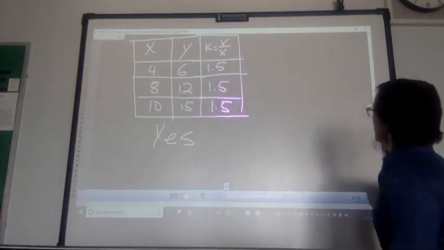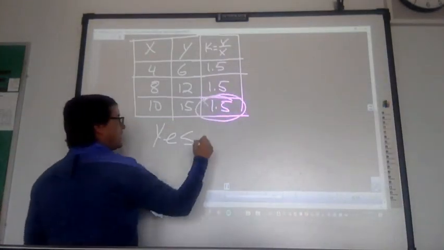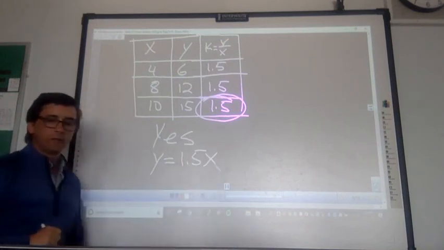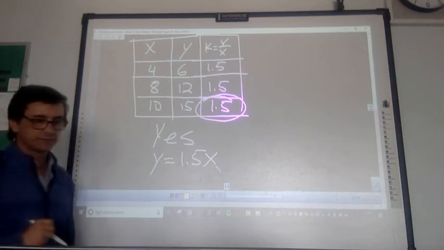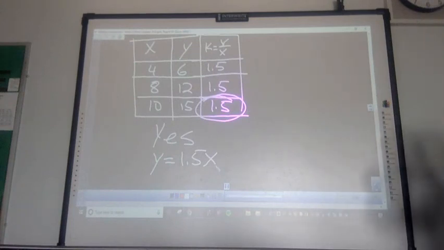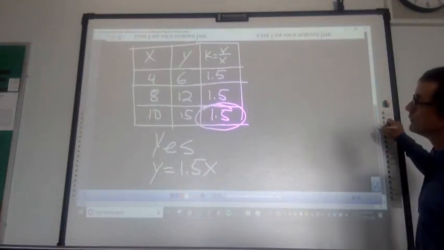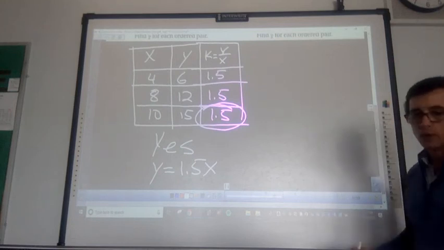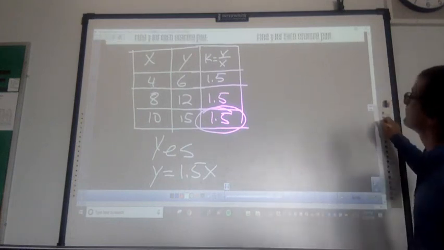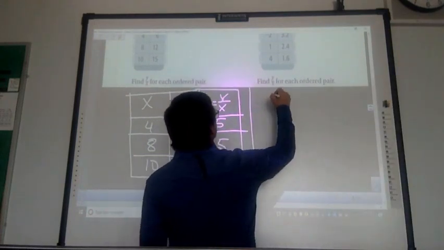I think it asks us to write a direct variation equation as well. Yes, write an equation. This is k right here, 1.5. So the direct variation equation is just y equals 1.5x. So all you got to do is divide y by x. If you get the same number each time, it is a direct variation. So we're going to do the same thing with this next one here.